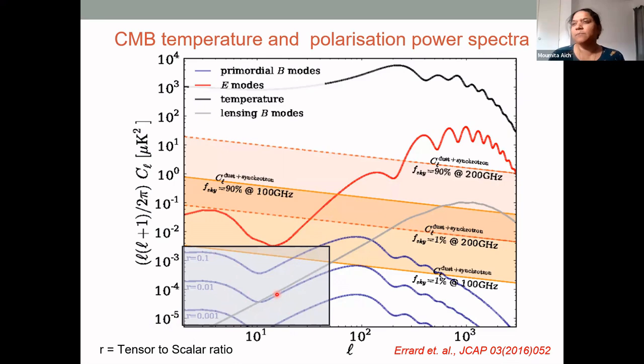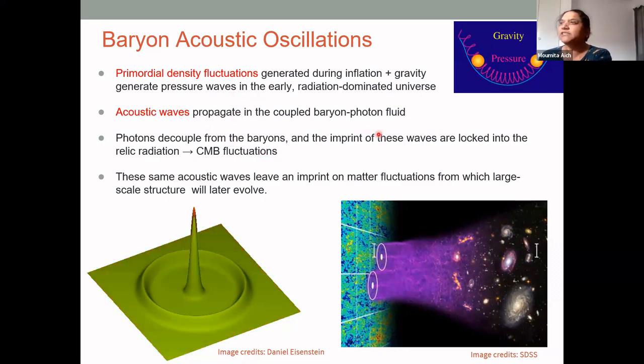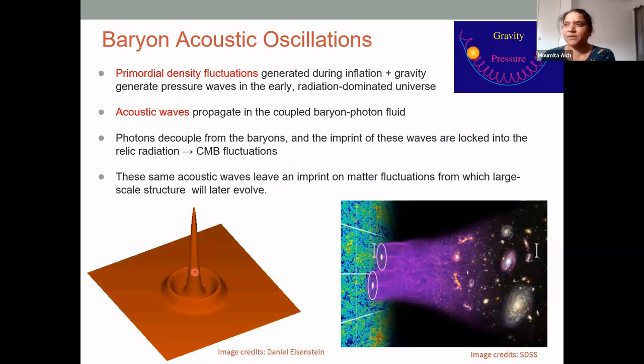And why are we talking about the CMB? Because we need to talk about baryon acoustic oscillations. The baryon acoustic oscillations are the primordial density fluctuations generated during inflation. Basically, it is a combination of gravity and pressure waves in the early radiation dominated universe. Just imagine there's one single acoustic wave propagating in the coupled baryon photon fluid. When these photons decouple from the baryons, they leave the imprints of these waves as the relic radiation, and that is what the CMB fluctuation is.